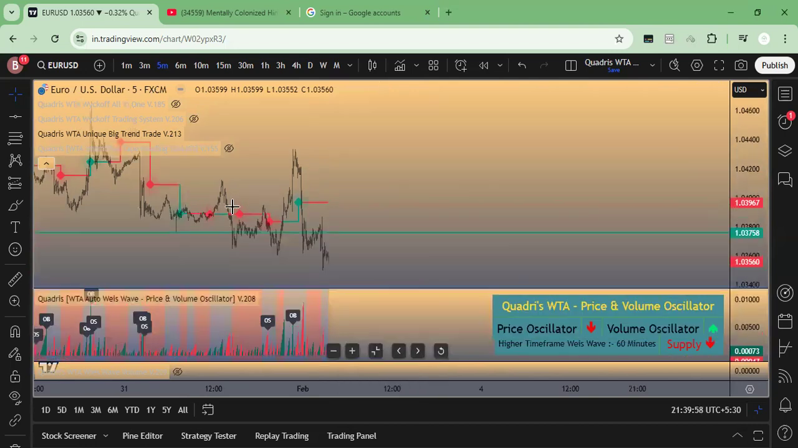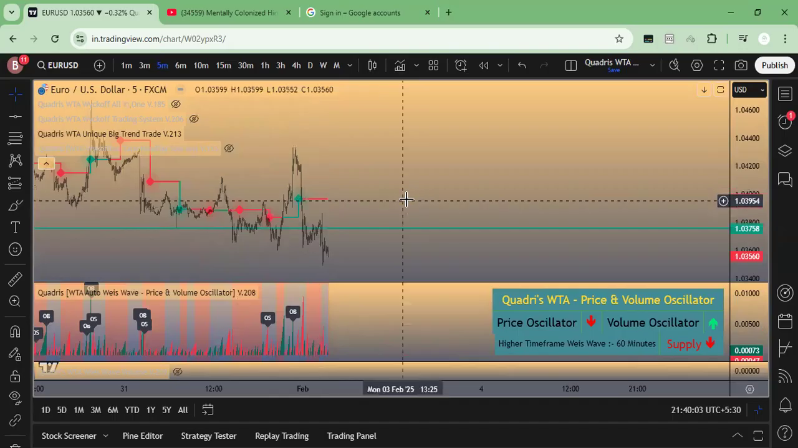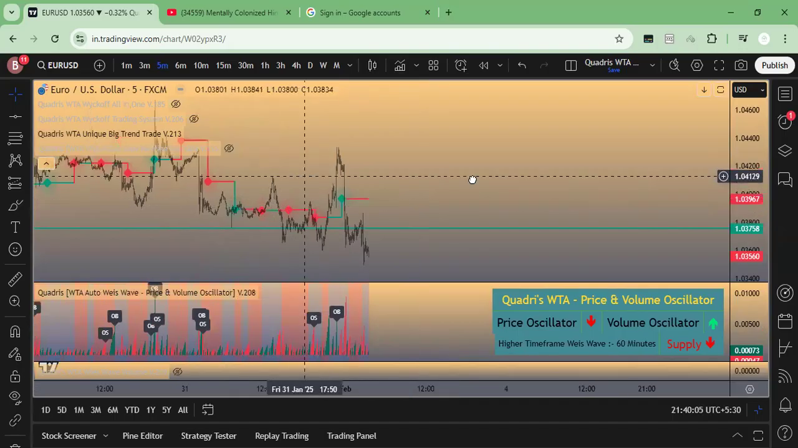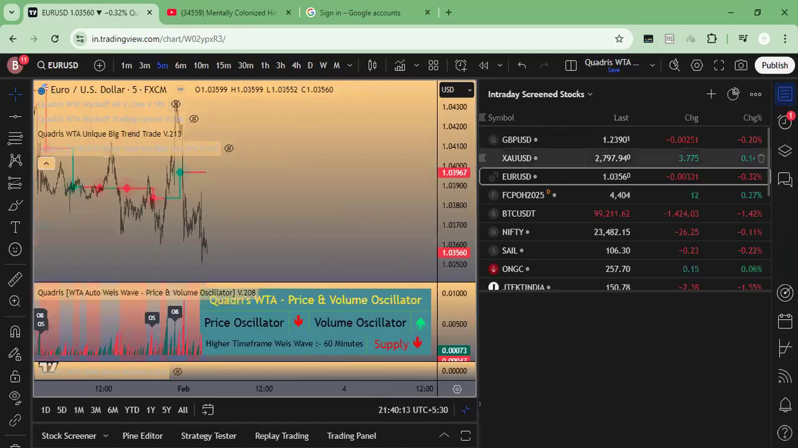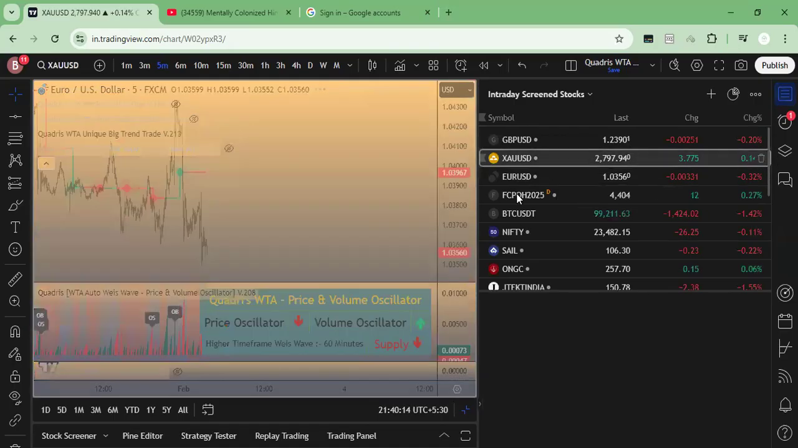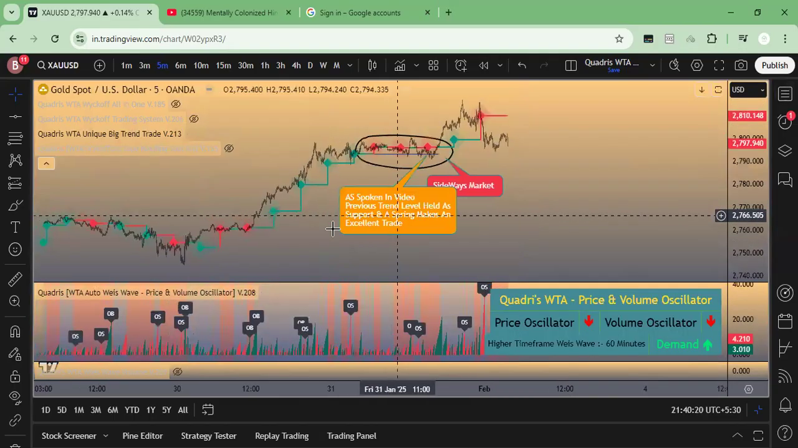So this 213 is a standalone tool, you can say, and I normally enjoy trading based on this one. For example, we look into XAUUSD because it gives me ample opportunities.